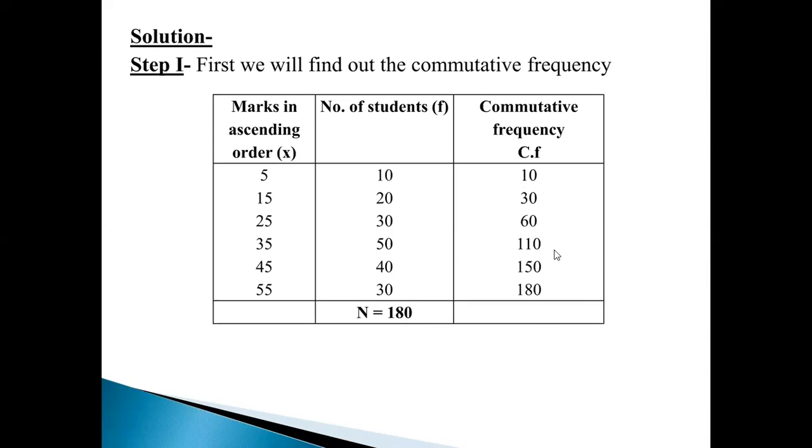So in a discrete series, if you want to find the median, you have to calculate the cumulative frequency. Cumulative frequency is the first frequency; then the first and second frequencies are accumulated for the second one. Like that you have to keep on adding. If you keep adding the next frequency to the previous one, you will get the cumulative frequency. So the cumulative frequency will be 10, 30, 60, 110, 150 and 180. So N is here 180.